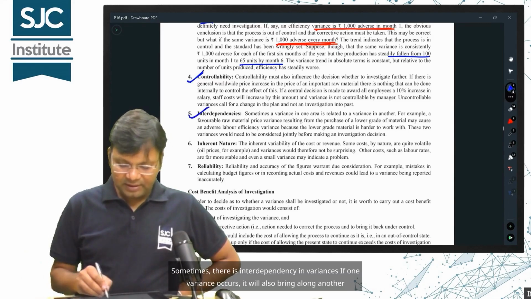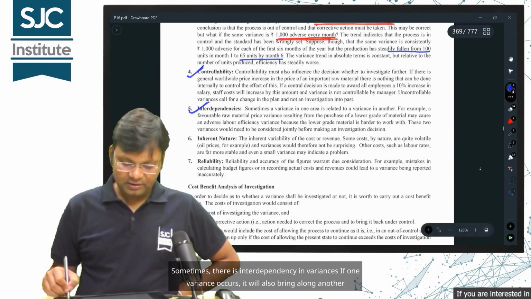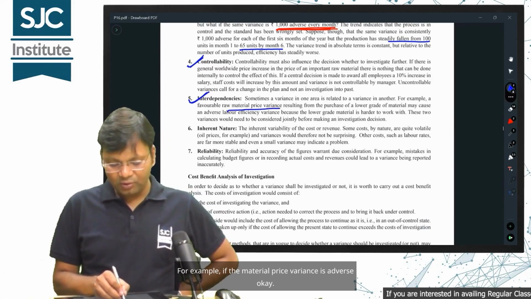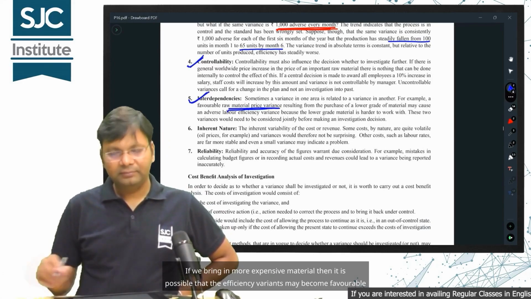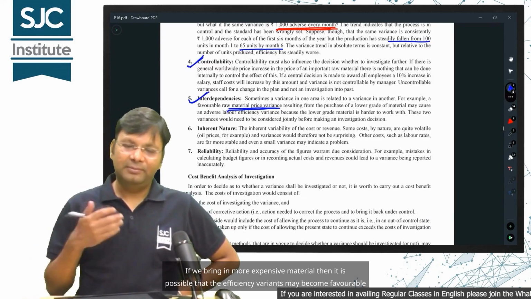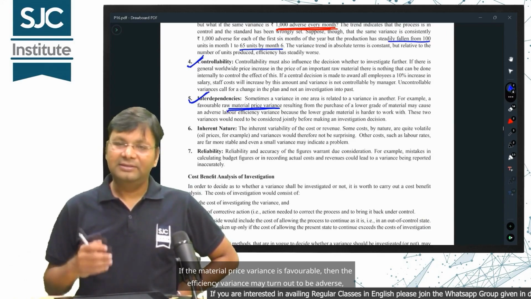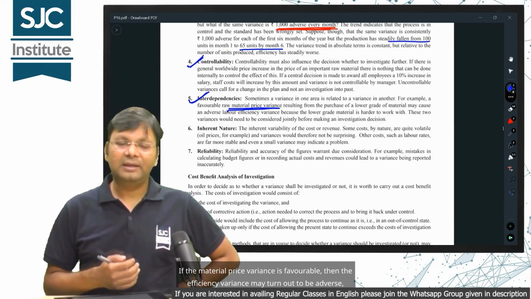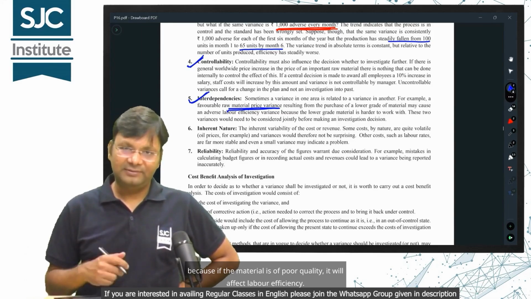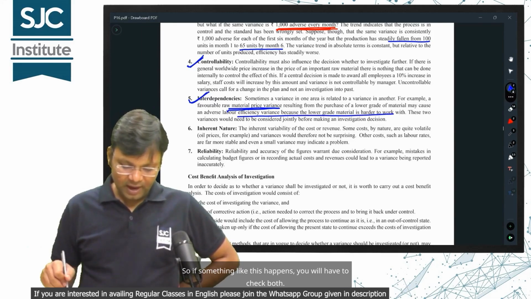Sometimes, there is interdependency in variances. If one variance occurs, it will also bring along another variance. For example, if the material price variance is adverse, what does that mean? If we bring in more expensive material, then it is possible that the efficiency variance may become favorable or the opposite may happen. If the material price variance is favorable, then the efficiency variance may turn out to be adverse, because if the material is of poor quality, it will affect labor efficiency. So if something like this happens, you will have to check both.